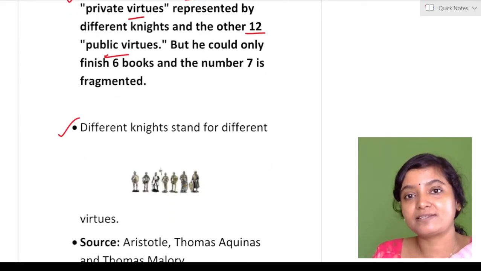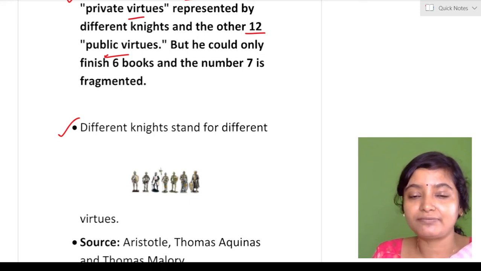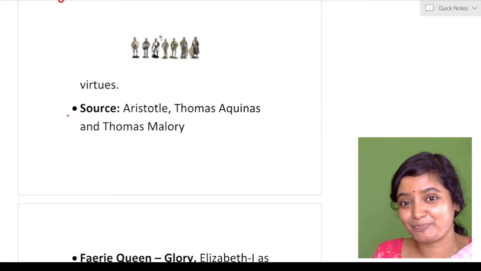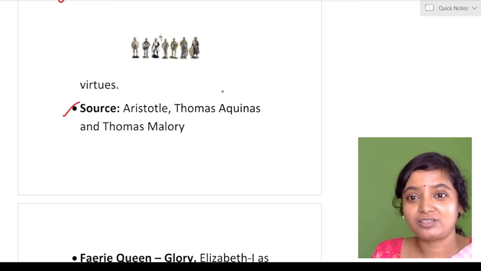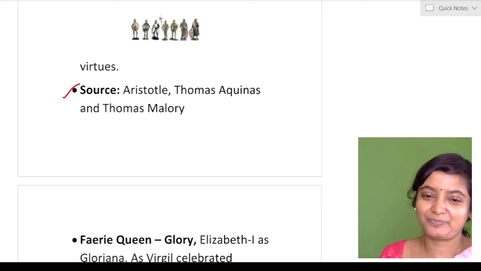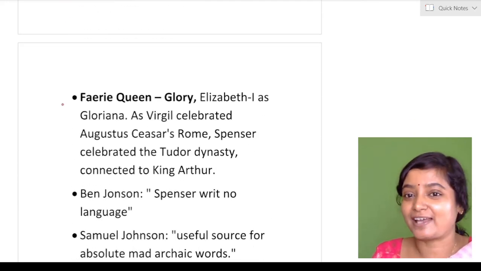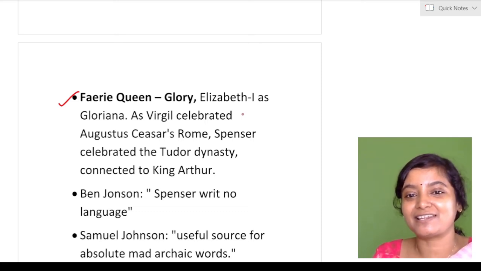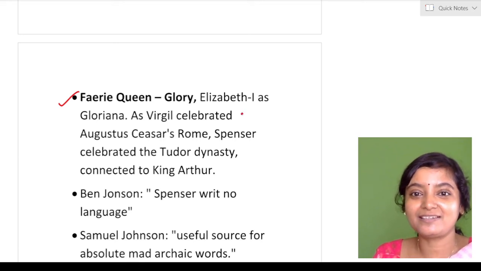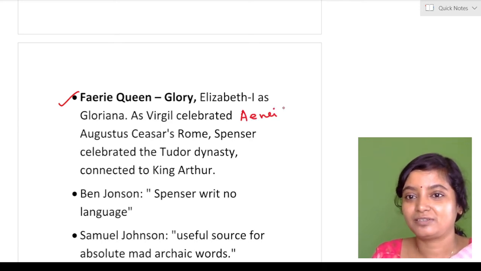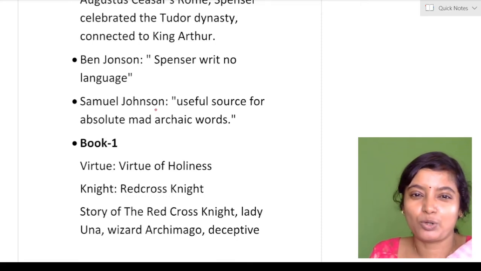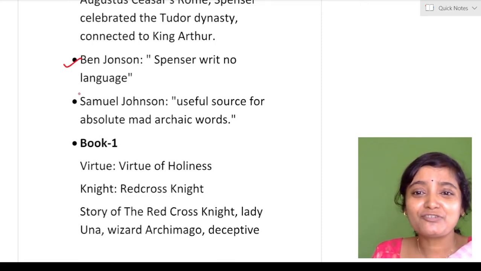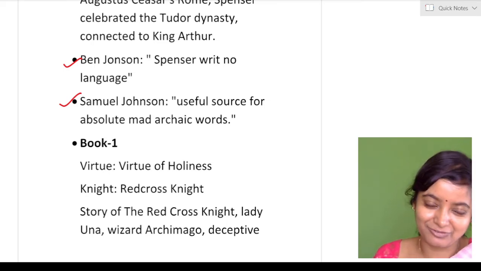Different knights are represented in The Faerie Queene, and they stand for different virtues. The sources of this book are Aristotle, Thomas Aquinas and Thomas Malory's Le Morte d'Arthur. The Faerie Queene is actually Gloriana, Elizabeth I. As Virgil celebrated Augustus Caesar's Rome in his Aeneid, Spenser also celebrated the Tudor dynasty, connected to King Arthur, in The Faerie Queene. Ben Jonson said Spenser writ no language, and Samuel Johnson called it a useful source for absolute mad archaic words.